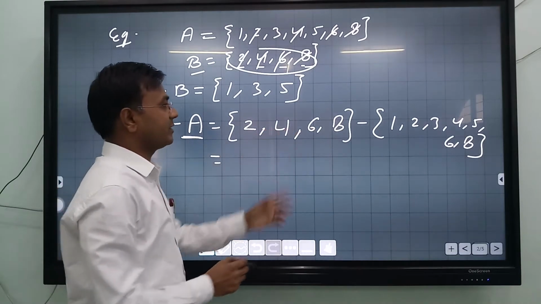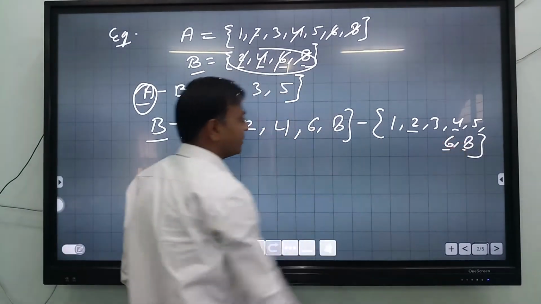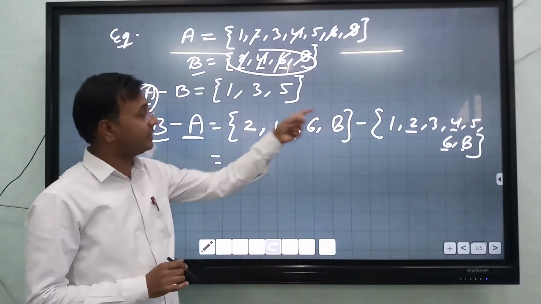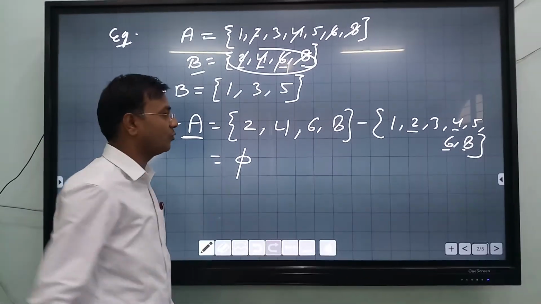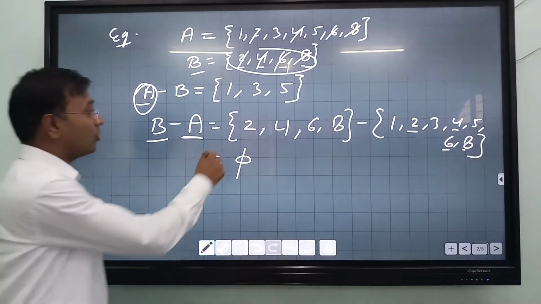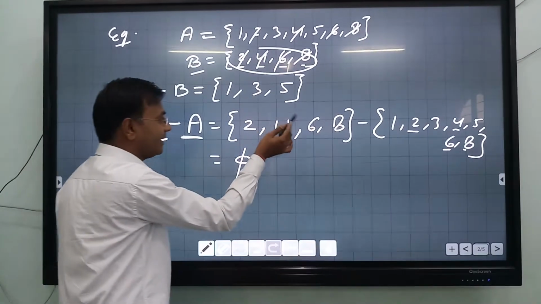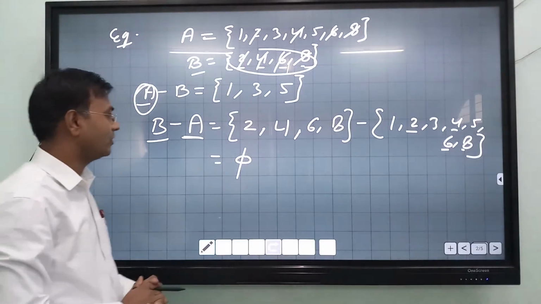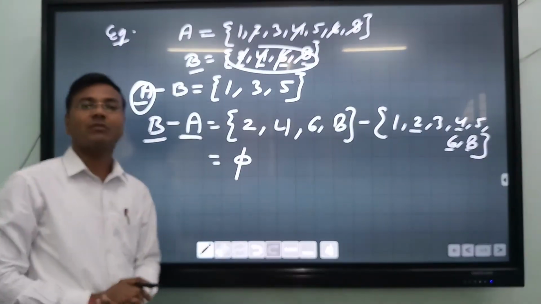Okay, so now see 2, 4, 6, 8. So check, all 4 elements are coming here. So if we remove these elements from that set, what are we left with? We are left with no element, that is the empty set, because all the 4 elements of B exist in the set A, and then in the set B there is nothing left, right? So we write the empty set. So the correct answer is the empty set.